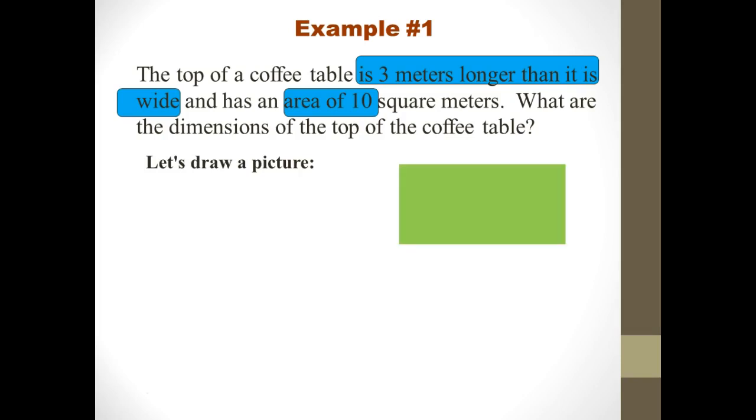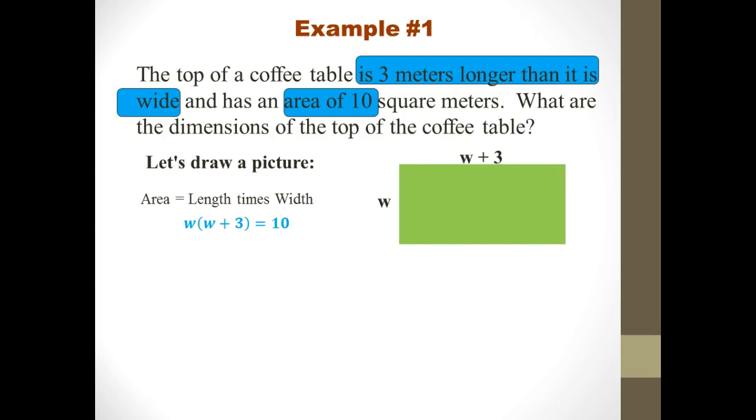So we're just going to draw a simple rectangle on our paper, and then we're going to label what we know. Now we do not know what the width is, but we do know that the length is 3 meters longer than the width. So I'm going to use W as my variable. Now let's set this up as a quadratic equation. The formula for area is length times width, as you know. So we're going to represent that as W times (W plus 3), and we know, because the problem told us so, that that is equal to 10, the area.